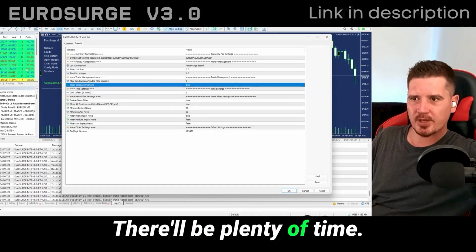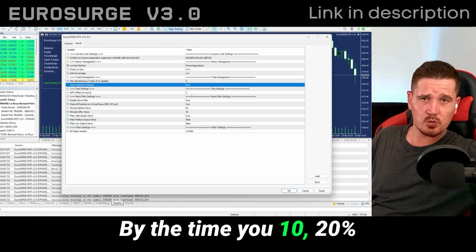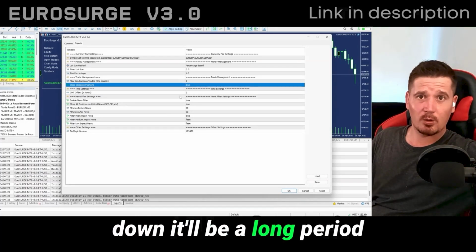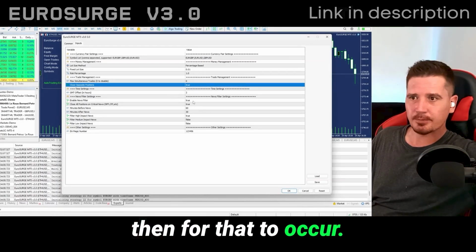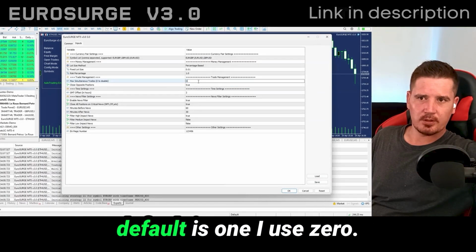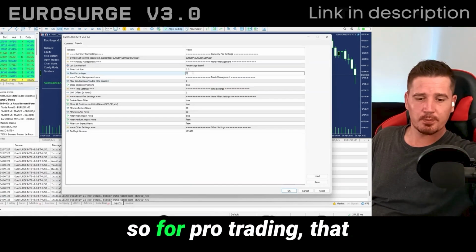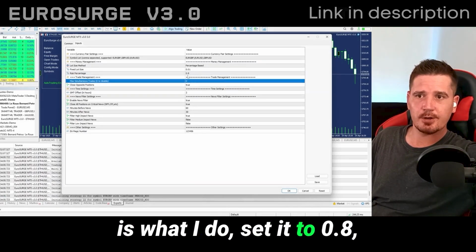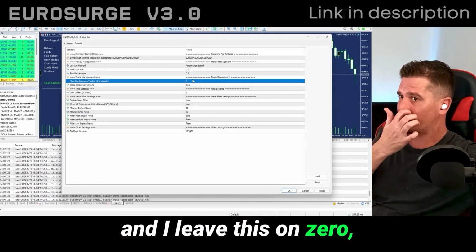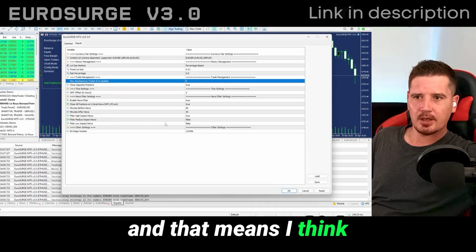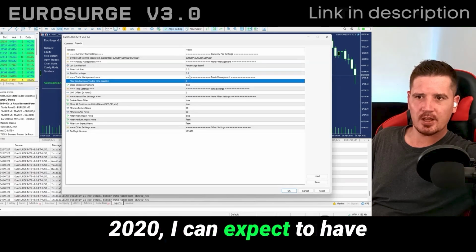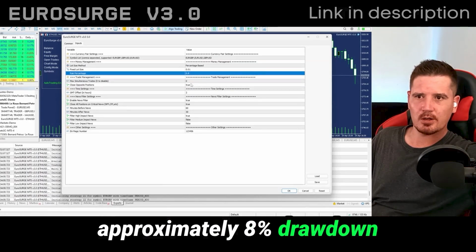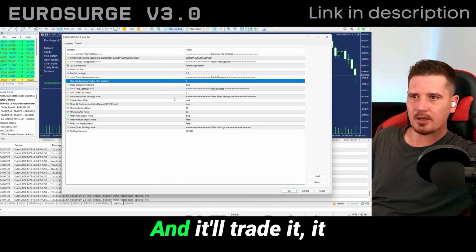There'll be plenty of time. By the time you're 10, 20% down, it'll be a long period of time between now and then for that to occur. The max simultaneous trades default is 1. I use 0. So for prop trading, that is what I do. Set it to 0.8 and I leave this on 0. And that means, I think according to the testing from 2020, I can expect to have approximately 8% drawdown at this configuration, and it'll trade.